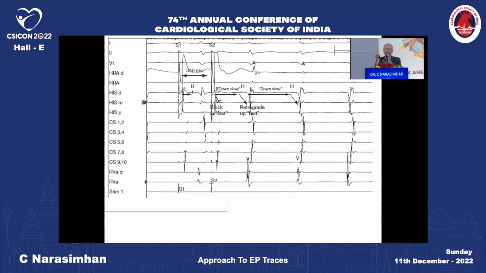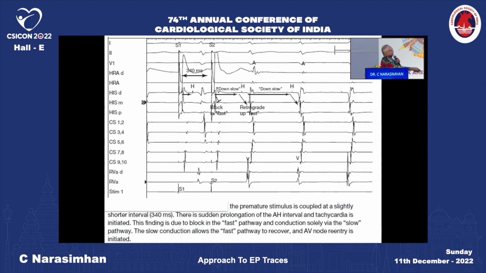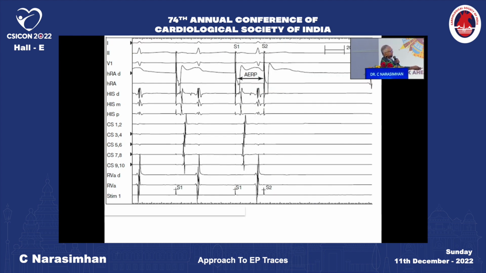So this phenomenon of a brief jump in your AH interval tells you that the impulse has shifted from the fast pathway to the slow pathway and set up a re-entry called AV nodal re-entrant tachycardia.